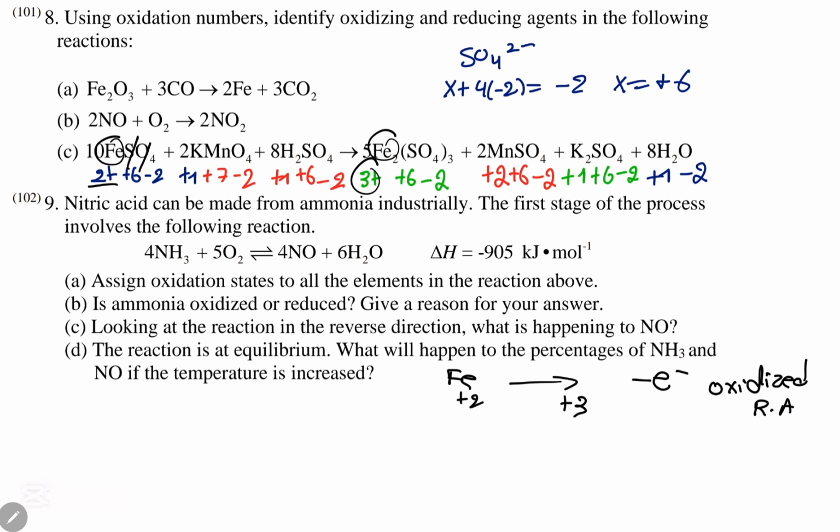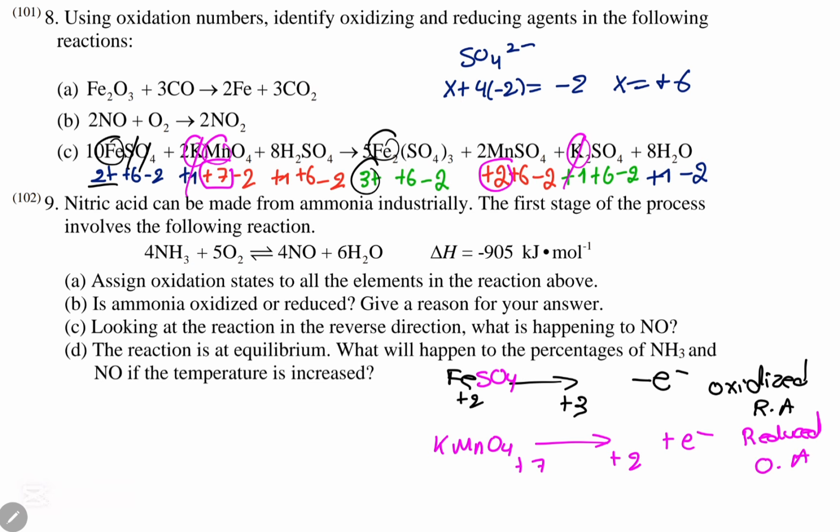KMnO4. K was +1, it stayed +1, so we don't care about it. Mn was +7, it turned into +2. Actually here you have to write the full compound, so here you will need to write KMnO4. It goes from +7 to +2, so it gains electrons. If it gains electrons, then it's reduced. If it's reduced, then it's the oxidizing agent, okay?